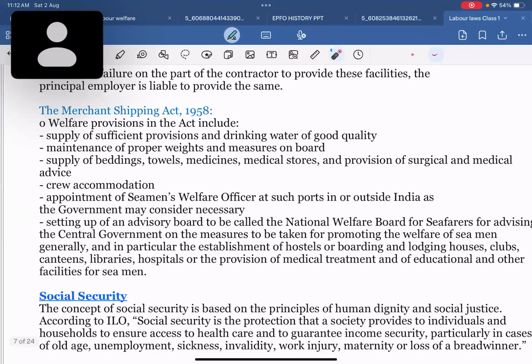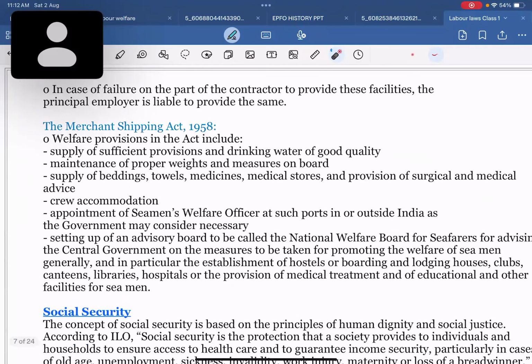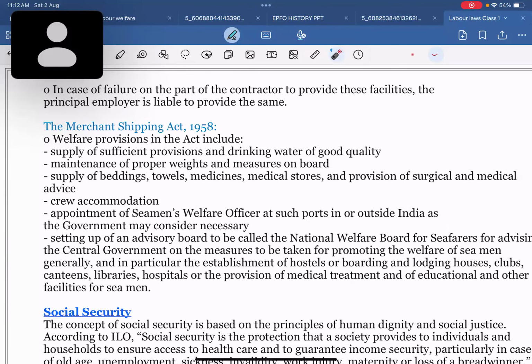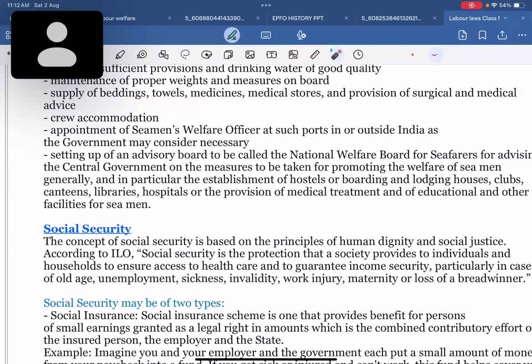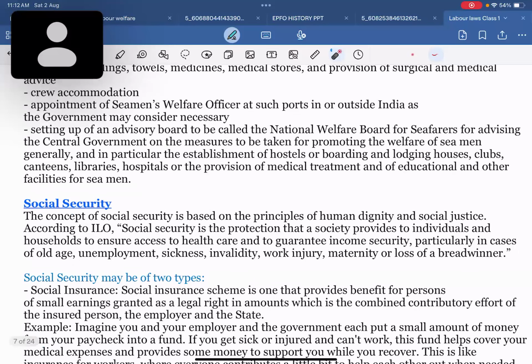The Merchant Shipping Act 1958, welfare provision in the act includes supply of sufficient provision and drinking water of good quality, maintenance of proper weights and measures on board, supply of beddings, towels, medicine, medical stores, provision of surgical and medical supply, crew accommodation, appointment of seamen's welfare officer at such ports in or outside India as the government may consider necessary, setting up an advisory board to be called the National Welfare Board or CFEARS, and particularly the establishment of hostels or boarding and lodging houses, clubs, canteen, libraries, hospitals, or the provisions of medical treatment and of educational and other facilities for seamen.